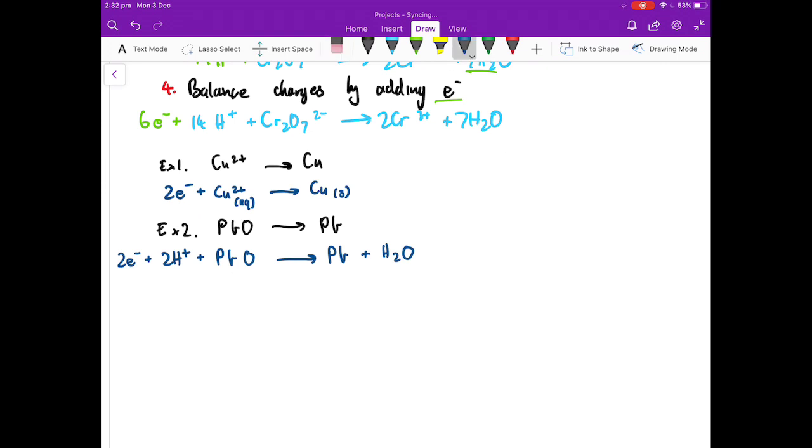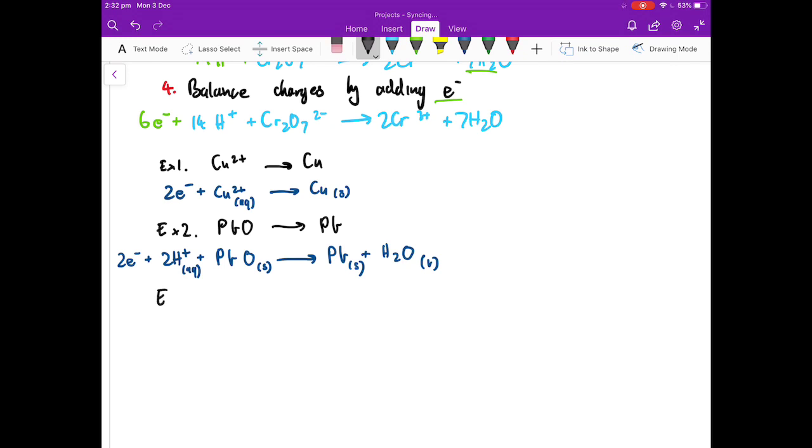Now for example 2, we'll add our states again. We're going to go with liquid here, and we're going to say Pb is a solid. Our lead oxide, let's say it's a solid once again. We'll add an aqueous here, and that's it. So in general, usually our H pluses are aqueous and our H2Os are liquids.